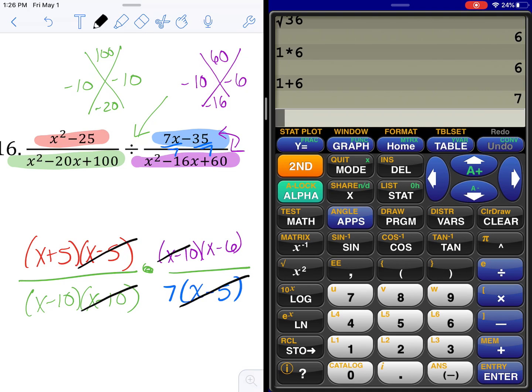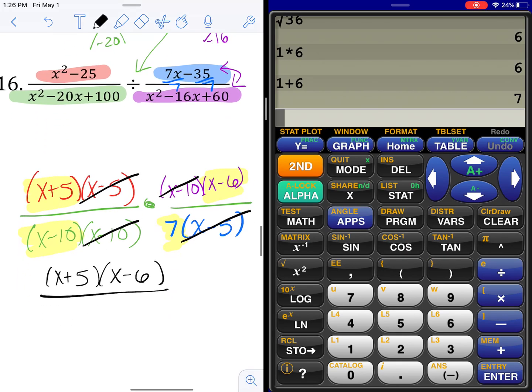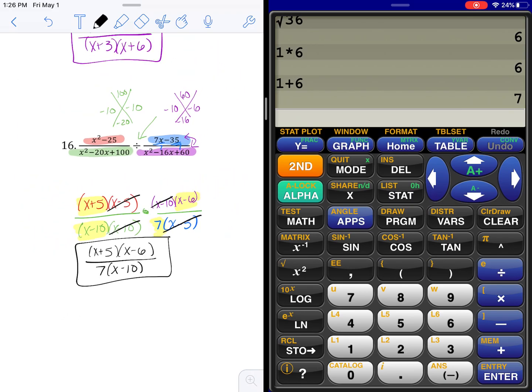We've got x minus 5s, we have x minus 10s. I'm carefully looking. There's still quite a bit left, but I don't see anything else that I can cancel. So what's left on the top is that x plus 5 times x minus 6. And what's left on the bottom is that x minus 10, and that's 7. So 7 times x minus 10, and that is it.